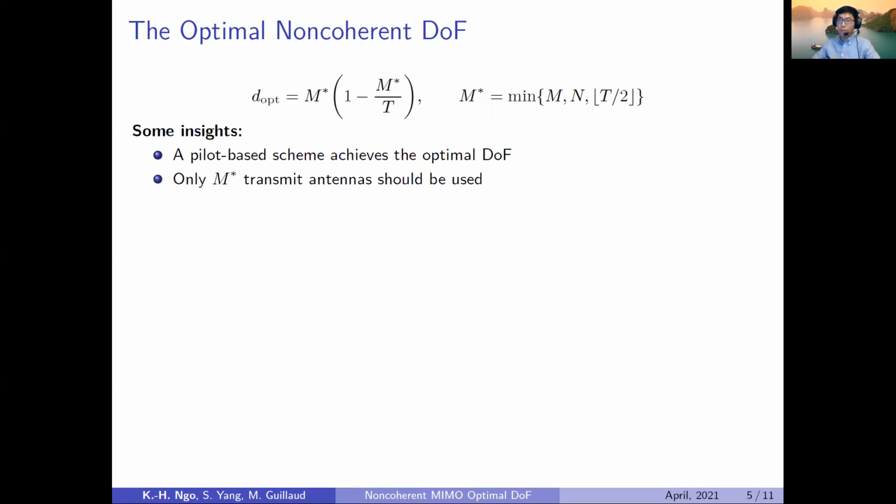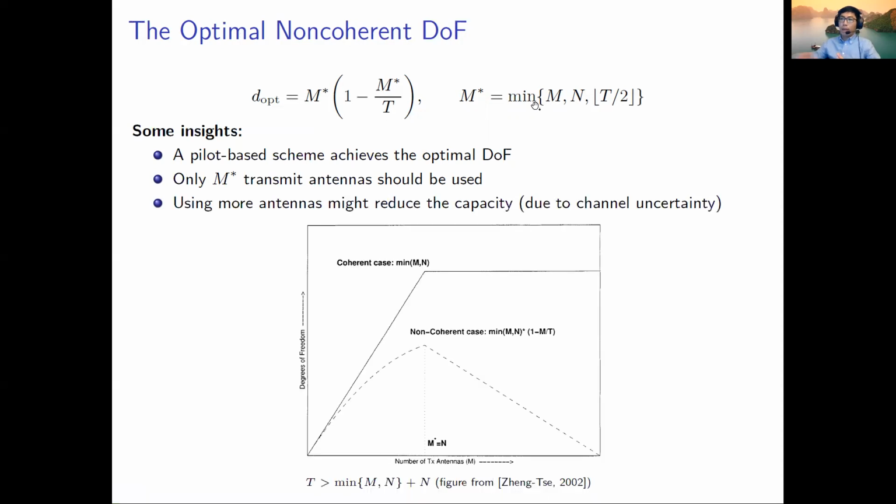Secondly, as I mentioned, we should use only M-star transmit antennas instead of M antennas. And actually, if we insist on using more antennas than M-star, then we can actually reduce the capacity.